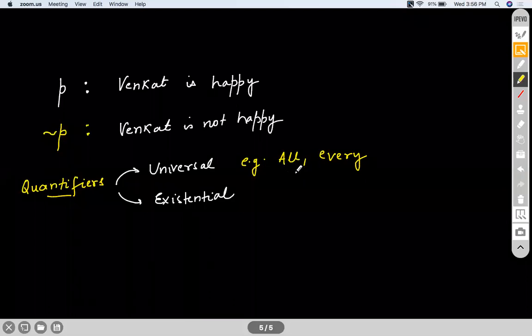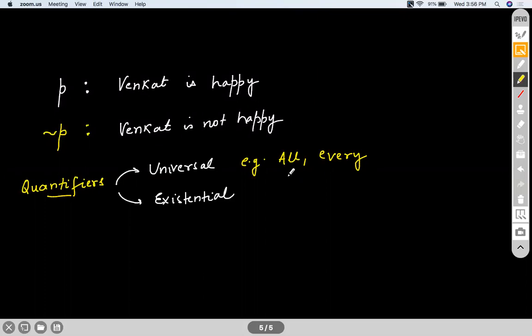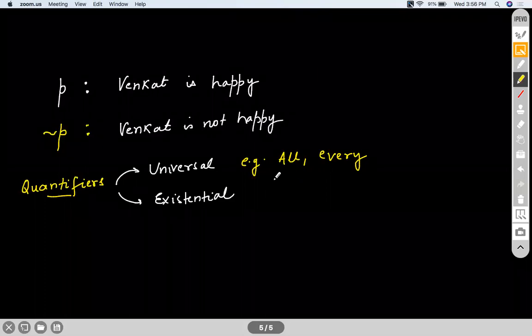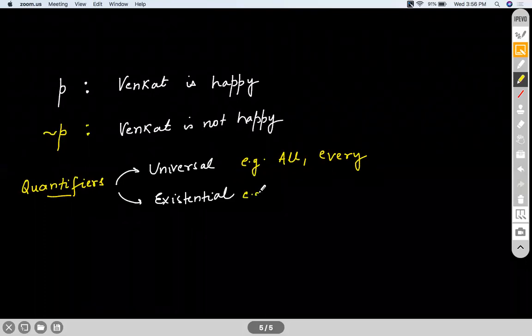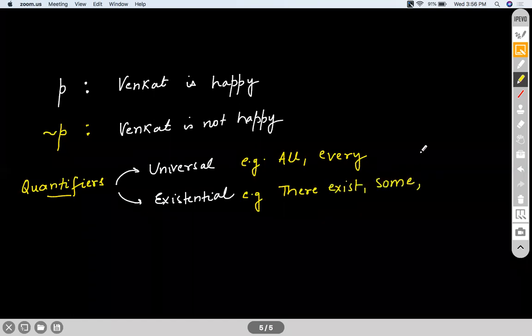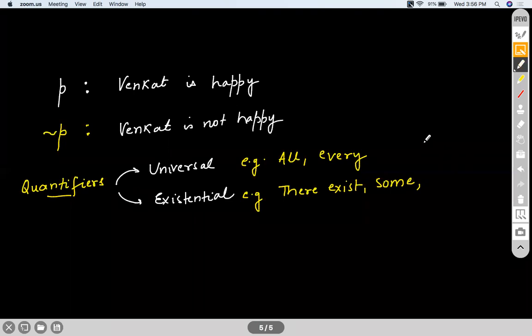For example, let's say I give a statement, all cats bite. So basically this statement has a universal quantifier. All prime numbers are odd. It may not be correct, but I'm using all here to show a universal quantifier. Whereas statements which contain there exists or some are called existential quantifiers. I'm sure you would have used these symbols for all or there exists. So these are symbols representing universal and existential quantifiers.